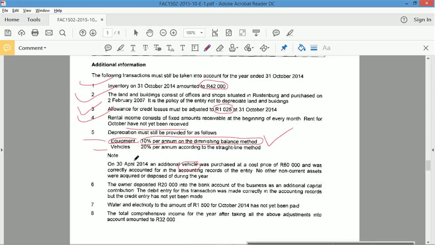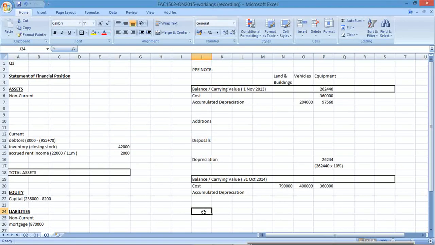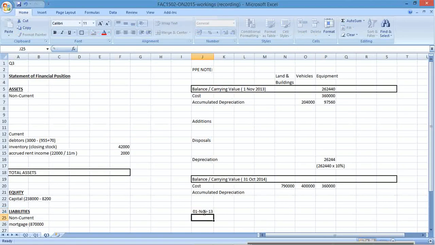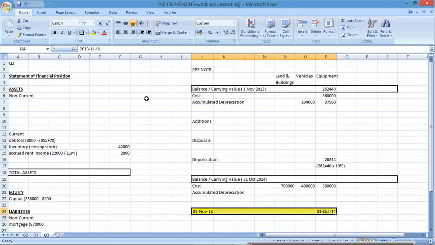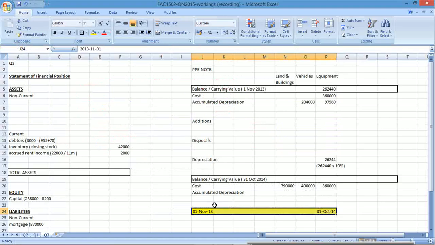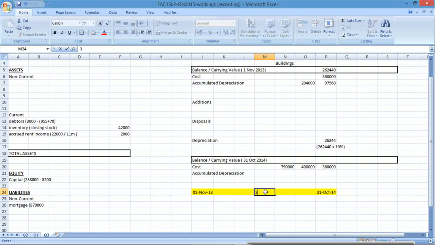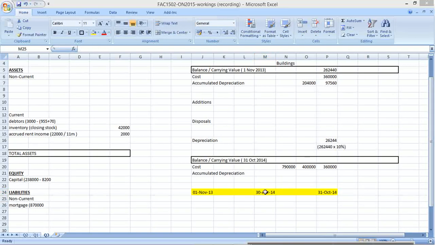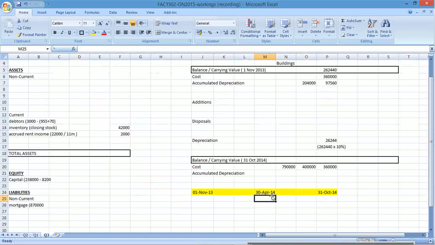Okay, so equipment's done. Vehicles, I need to draw up a timeline. Right, so 1st November 2013 to 31st October 2014. Okay, that's my start, that's my end. Okay, when did I buy more vehicles? 30 April 2014. That would be during the year. Okay, so how many months is that? April I don't count, so I would count May, June, July, August, September, October. 6 months. 6 months here. Okay, so 6 months there.